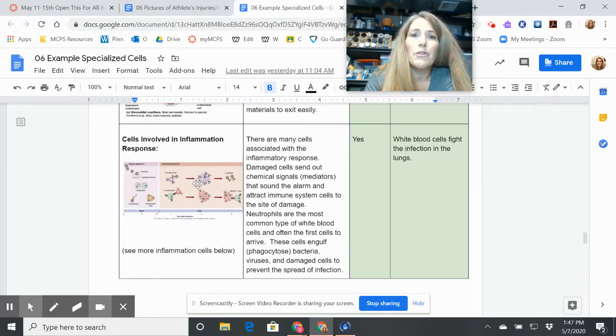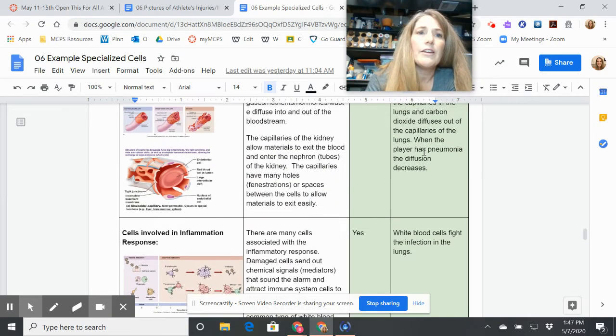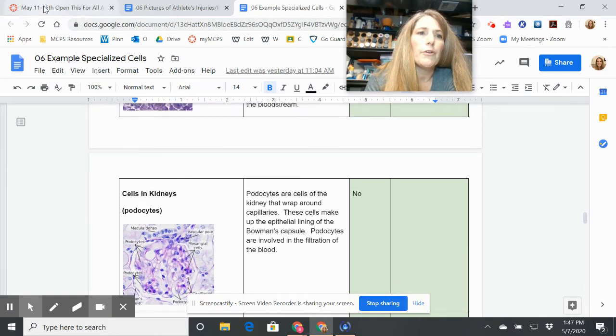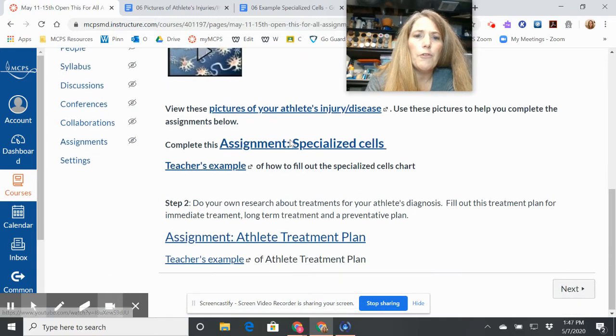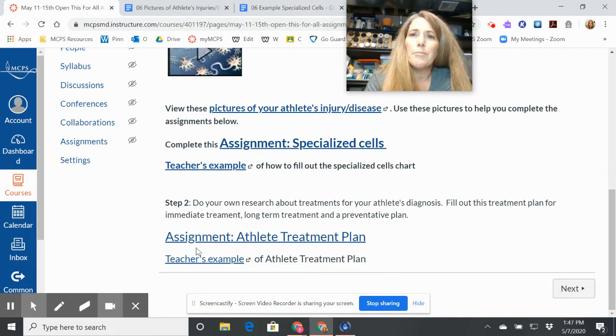And then for most of you, you're going to have this last one, cells involved in the inflammation response. If there's inflammation involved in your disorder, then yes, these are involved in fighting infection, or if you have an injury, they help to clean up the area that's injured. So that's the first part of your assignment. The second part of your assignment is to come up with a treatment plan for your athlete, because the goal is to get them back to playing sports at a full function.